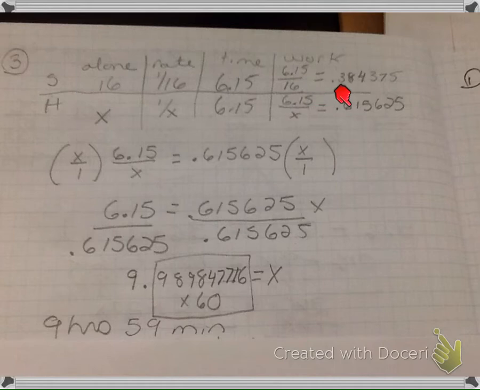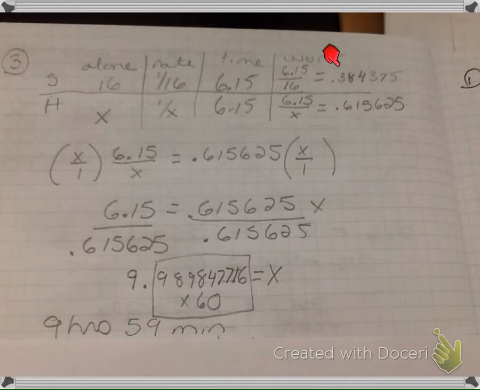Now, how did I get the 0.615625? Do you remember what these two have to add up to? They have to add up to 1. So what I did is I took 1 and I subtracted from it 0.384375, and I didn't round this because I want it to be accurate. And when I did 1 minus 0.384375, I want you to do this on your calculator, just don't take my word for it.